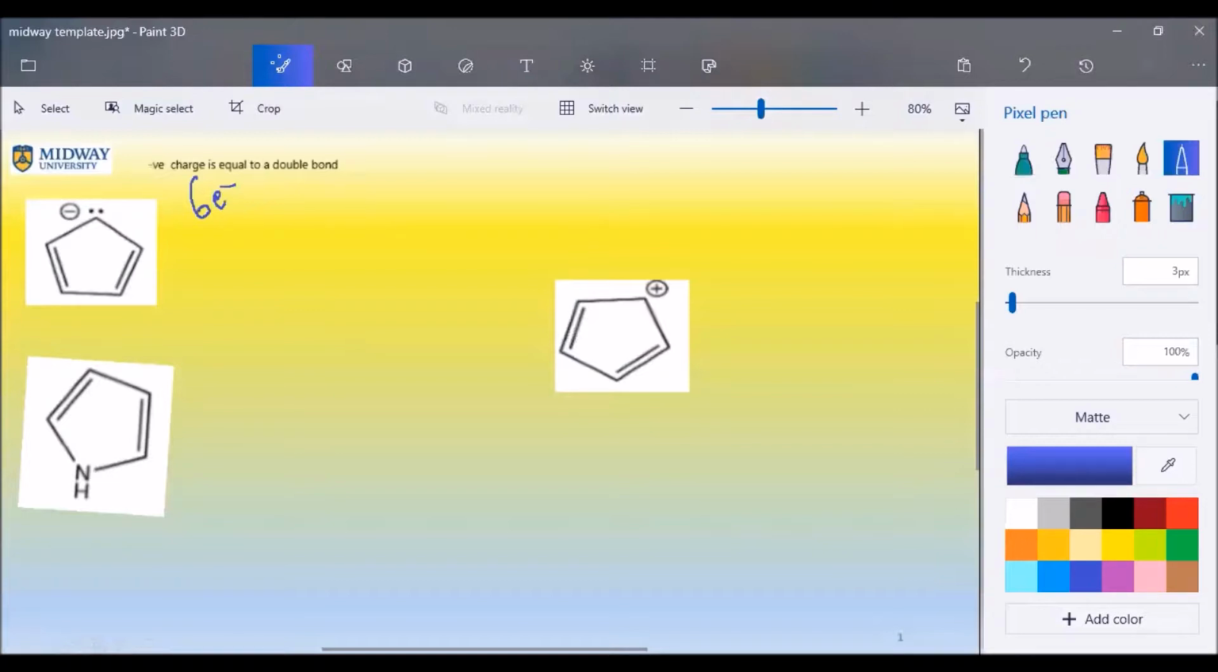And I said a negative charge is a double bond. So we have double, single, double, single, double, single. So it satisfies the condition for planarity, and we also have a ring. So this molecule is aromatic, right?